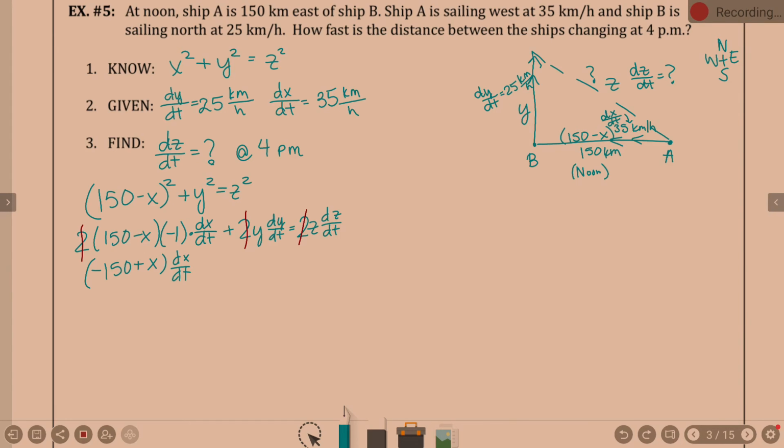Because it's an equation and everything has a factor of 2, I can divide a 2 out of everything. You don't have to. You could leave the 2 in there and work with it. It's just an extra value. Your numbers end up a little bit bigger, but you could work with it. Plus y dy/dt equals z dz/dt.